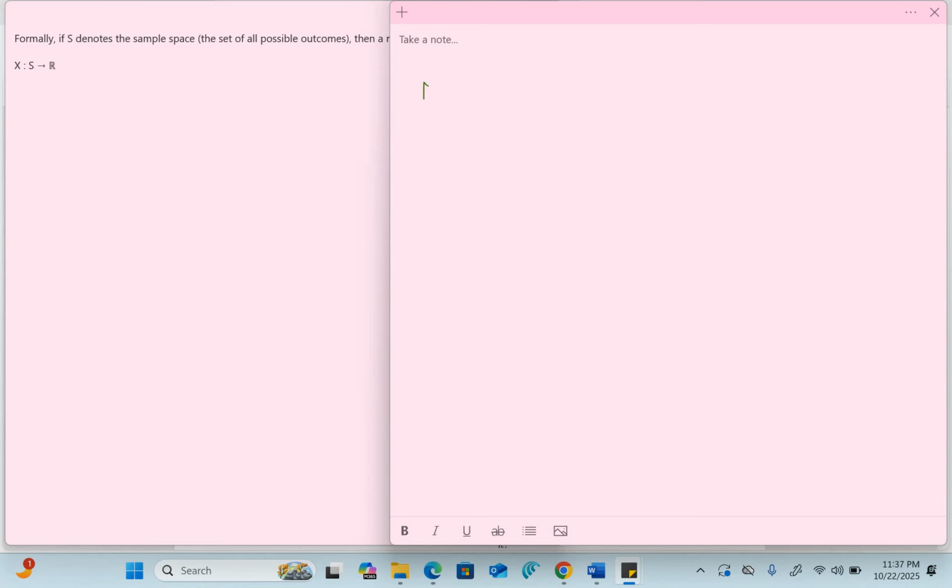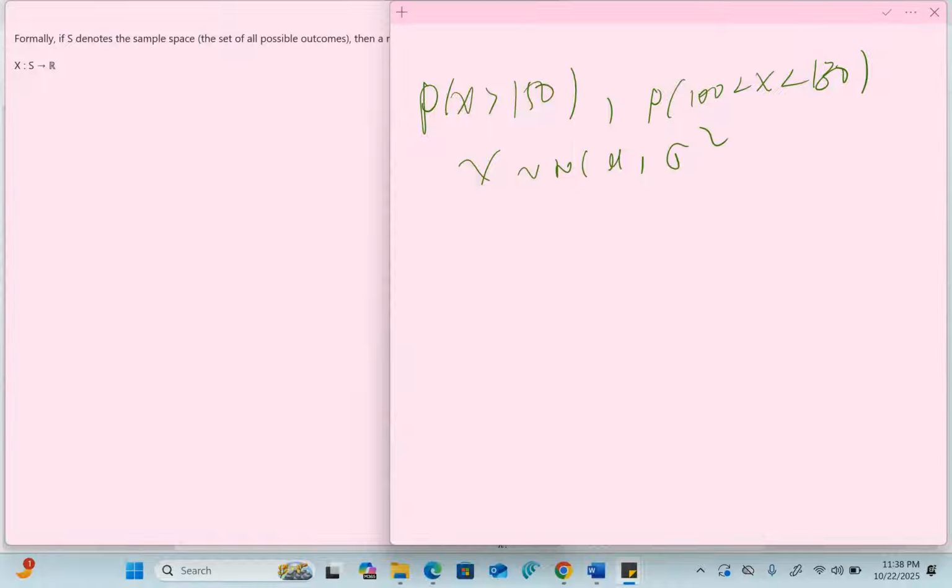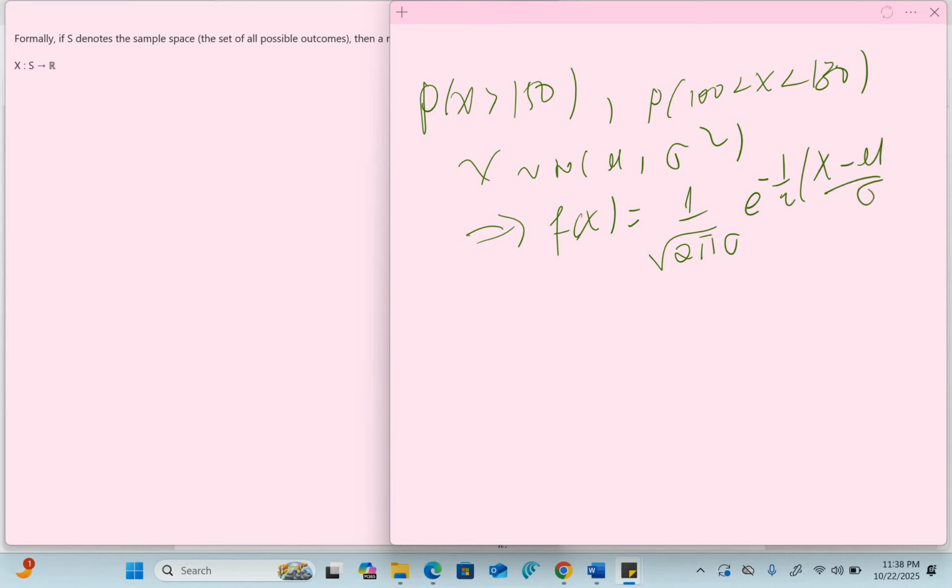For instance, the probability of x greater than 150 is the first case. The second case is any value between 100 less than x less than 130, for instance. If x is normally distributed with parameters mu and sigma square, then by default f of x follows a certain distribution, where it has the factor of x minus mu over sigma square, where x is within this range and sigma is greater than or equal to 0. Maybe the variance could be 0 for a constant value at some point. So that means you can compute the probability of this.